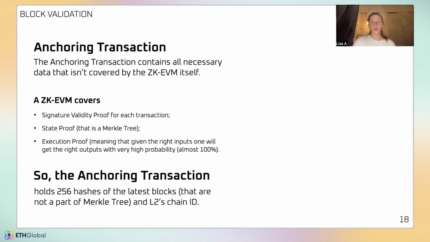The anchoring transaction holds 256 hashes of the latest blocks that are not a part of the Merkle tree, and layer 2's chain ID.